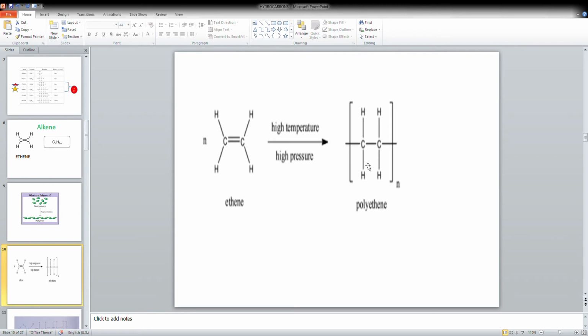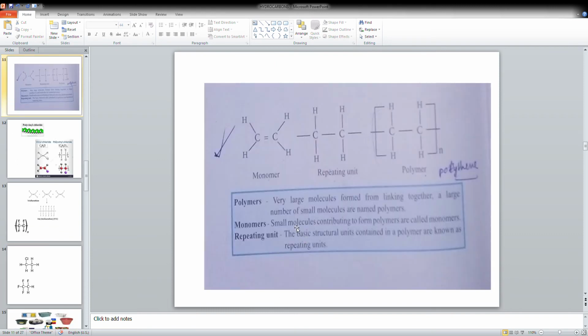We all know polythene very well. Everywhere now we use polythene, right? Depending on this number, n, we have different types of polythenes, right? Okay, now when you get to the polymerization process, we have to use three different terms. You remember these definitions here, right?